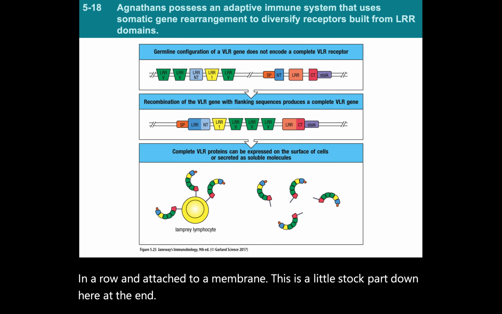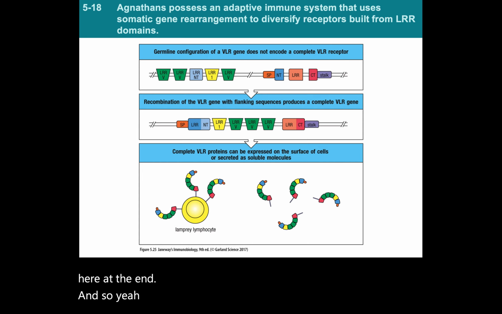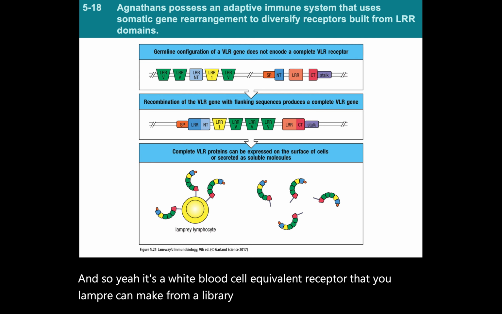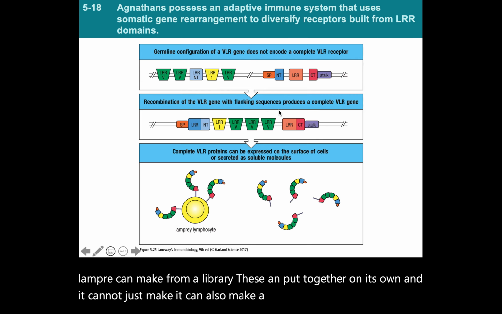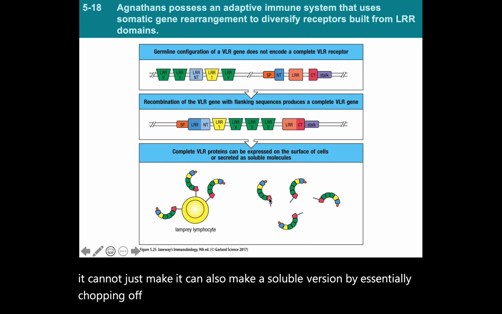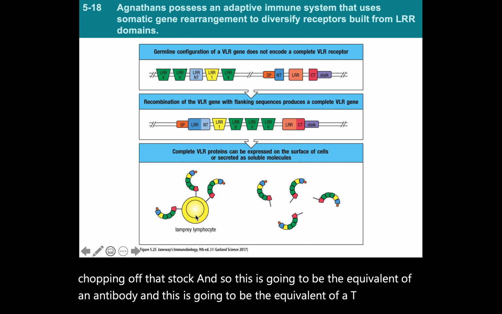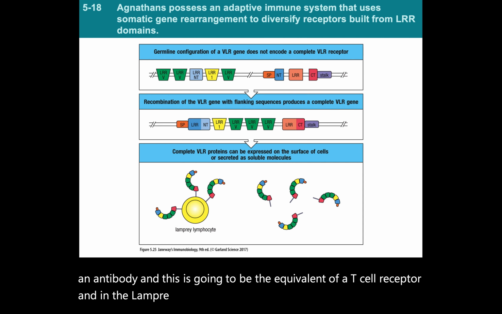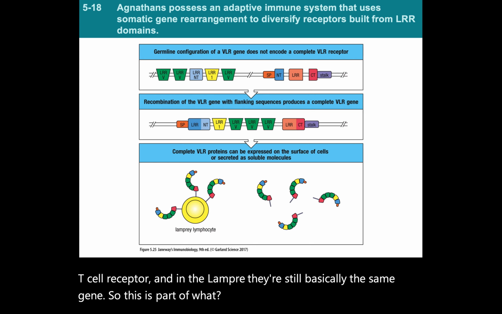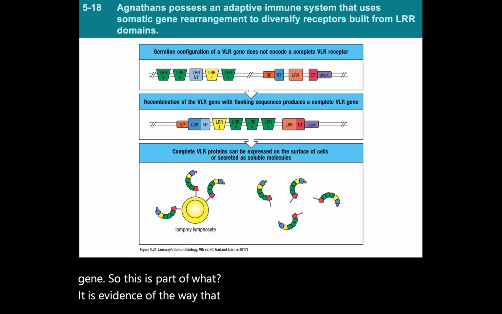And so it's a white blood cell equivalent receptor that the lamprey can make from a library of these parts and put together on its own. And it can not just make it, it can also make a soluble version by essentially chopping off that stalk. This is going to be the equivalent of an antibody, and this is going to be the equivalent of a T cell receptor. And in the lamprey, they are still basically the same gene. So this is part of the evidence of the way that this evolutionary process actually works.